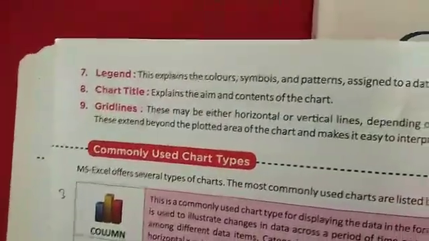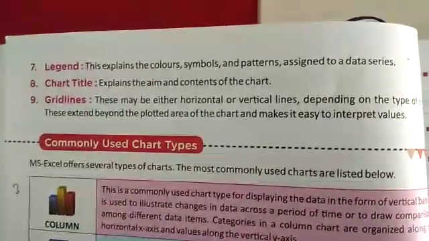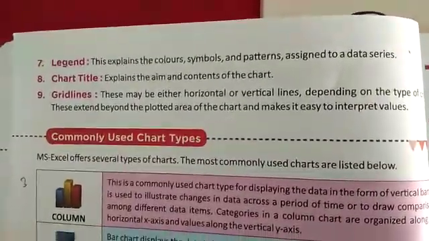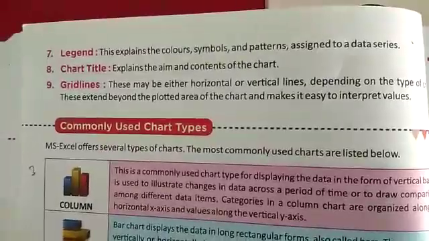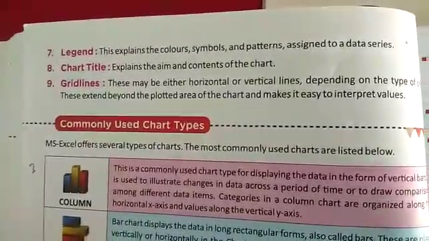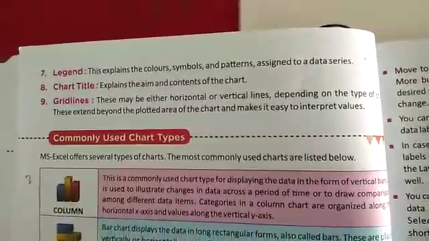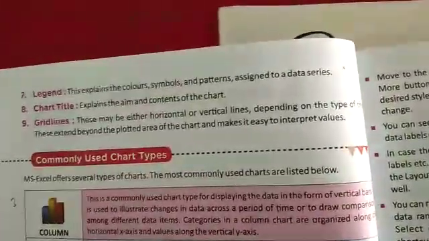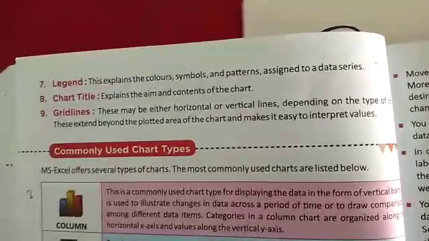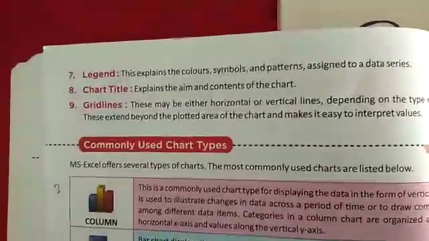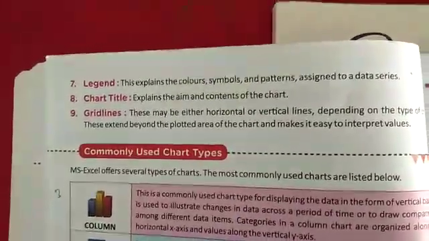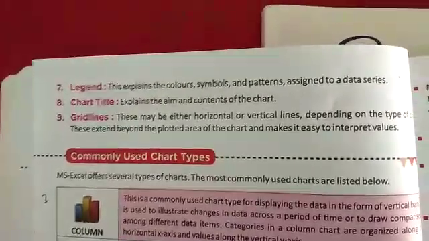Seventh is legend. It explains the color, symbol, and pattern assigned to the data series. Eighth, chart title. It explains the aim and content of the chart. Ninth, grid lines. These may be either horizontal or vertical lines depending on the type of the chart. These extend beyond the plotted area of the chart and make it easy to interpret.